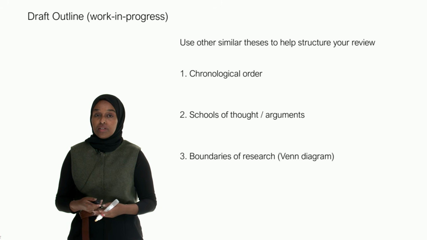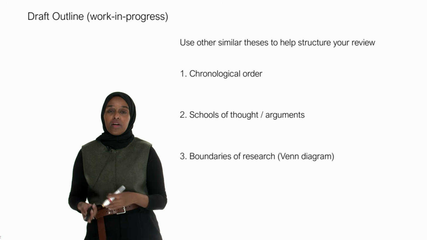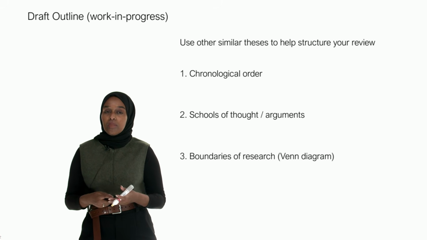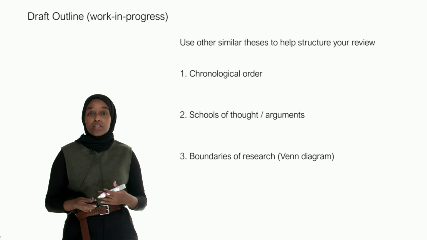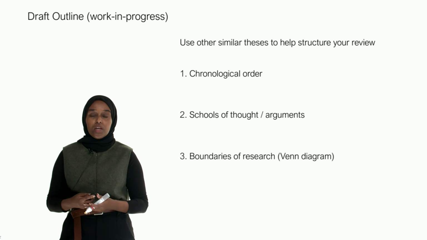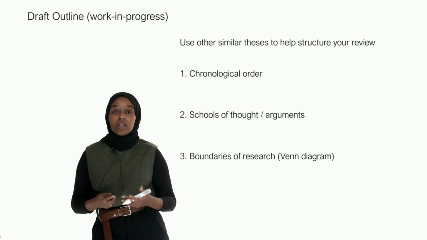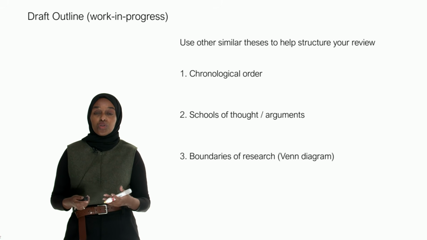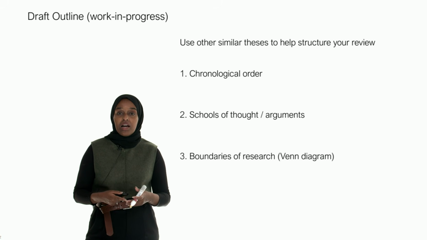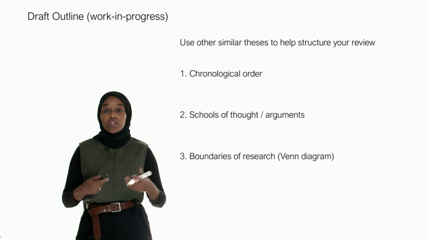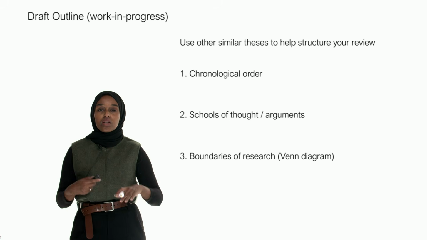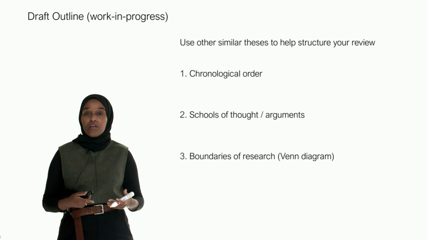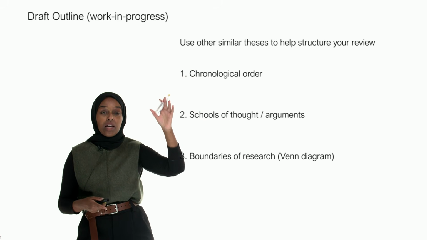So this is a work in progress simply because the more that you read, the more you might think this topic is interesting and you might want to change up your order a little bit. But it's good to think about the outline and how you're going to draft your literature review. So what I've said is to use similar theses to help you structure your review. If there is a thesis of someone who finished their PhD recently, you might want to look at their review to understand what topics they think are most important to support their research. I've given these 3 types of structures.